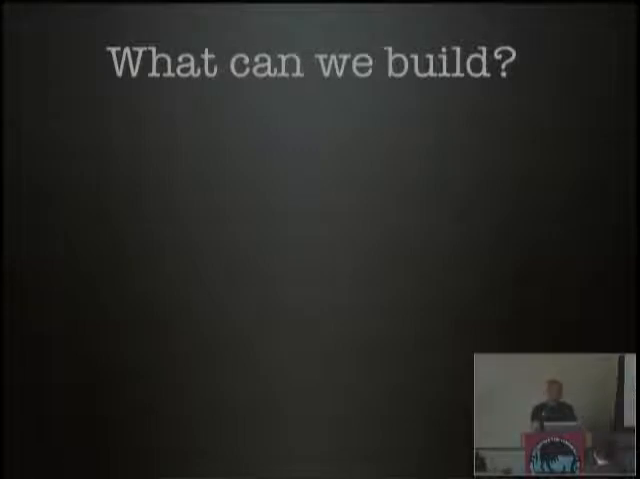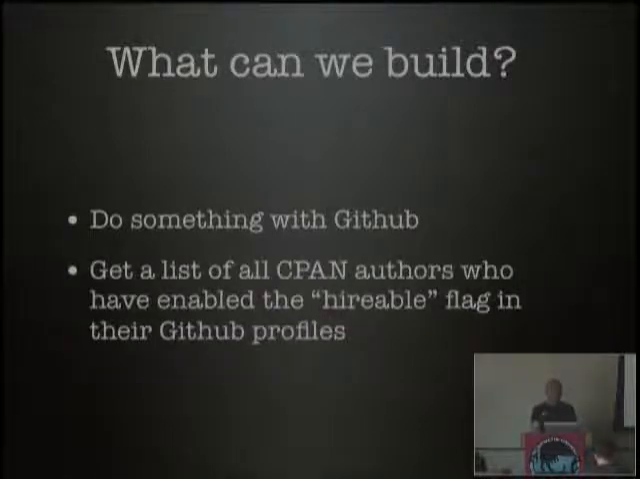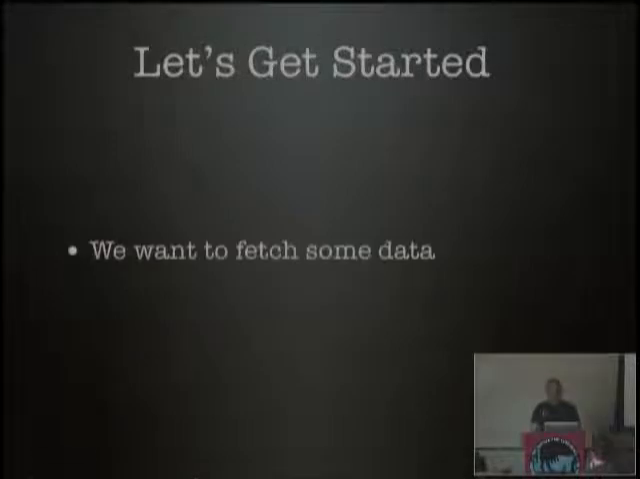Now, just for the purposes of our demonstration here today, I want to do something very simple. I thought we could do something with the GitHub API and create the basis of what you could use to make a Perl job site. GitHub has a flag that you can set that indicates whether or not you're hireable. So we'll get a list of CPAN authors whom we know have a GitHub ID, and we'll check the GitHub API to see if we can hire these authors.